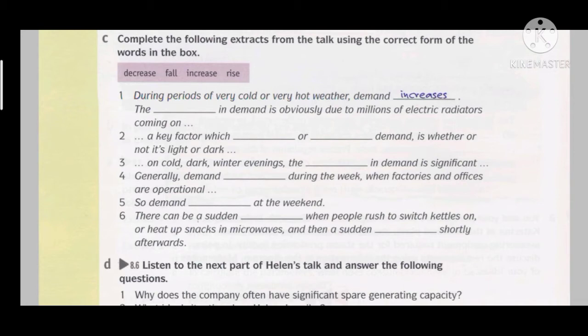Now we need the noun, the increase. The increase in demand is obviously due to millions of electric radiators. Oh yes, before I forget, the verbs and the nouns increase and increases, الفعل والاسم الاتنين بيتنطقوا غير النطق. Do you remember stress؟ فاكرين الستريس اللي خدناه في الترم الأول؟ هي دي ليها علاقة بيها.